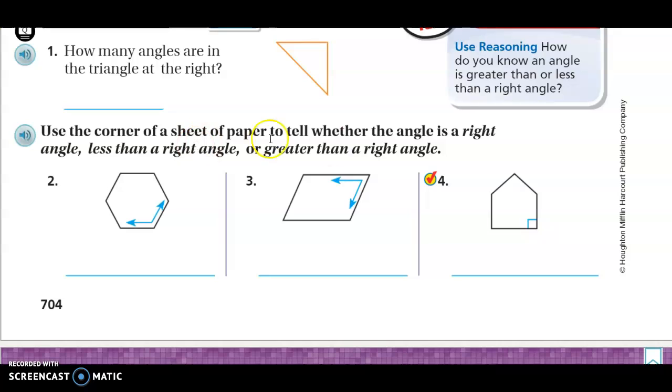So it says use a corner of a sheet to tell. You don't really have to use a corner of a sheet. Most of the time you're able to look at this and figure it out if you think about what an L would look like on one side. So is it a right angle, less than a right angle, or greater than a right angle? Go ahead and look at number 2, 3, and 4. As soon as I get done talking, go ahead and press pause and answer them, and then we'll go over them. So go ahead and press pause.